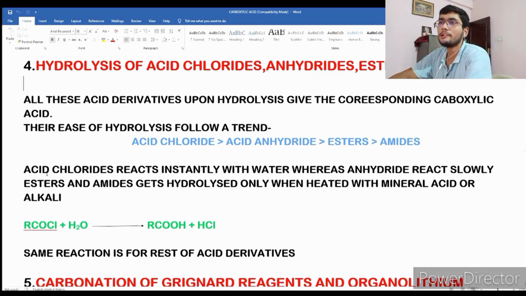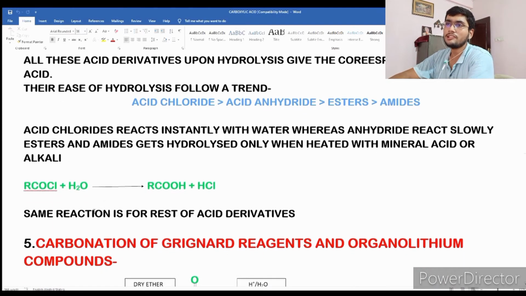That's what I have written here also, that acid chlorides react instantly with water, whereas anhydride reacts slowly. Esters and amides get hydrolyzed only when heated with mineral acid or alkali. So I have written one example here also in the green color. You see I have taken here acid chloride, where the OH group has been replaced by a chloride group. And by simply reacting it with water we do not need any mineral acid or alkali, because acid chlorides are quite reactive towards water for hydrolyzing. So we don't need any acid or base. By simply reacting it with water we get the corresponding carboxylic acid.